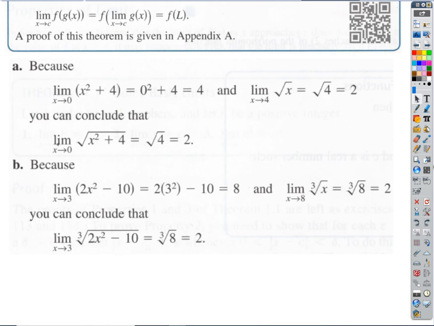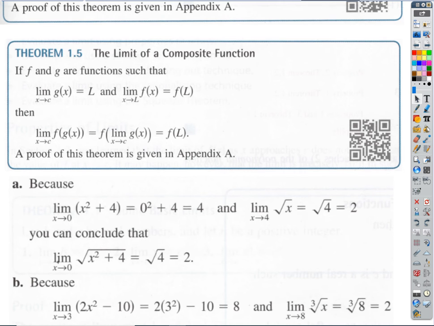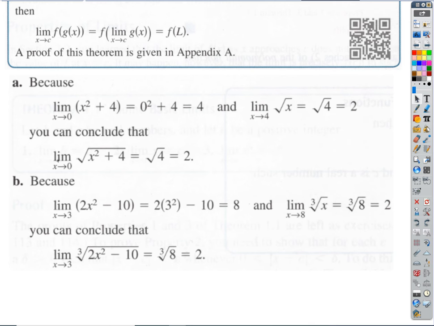Now, sometimes when you look at the very general, abstract theorem, it's a little bit harder to see than when you apply it to an example. So now when you apply it to an example, you'll see what I mean here. It's no big deal. Let's look at the limit of the square root of x squared plus 4. If I evaluate this when x equals 0, I'm just going to get the square root of 0 plus 4. So the square root of 4 is 2.